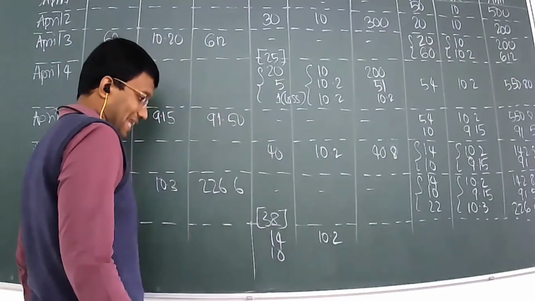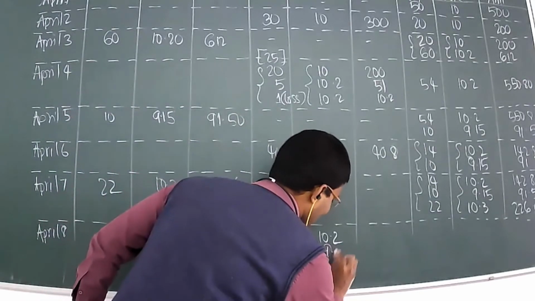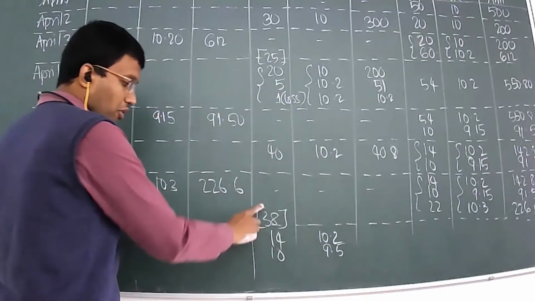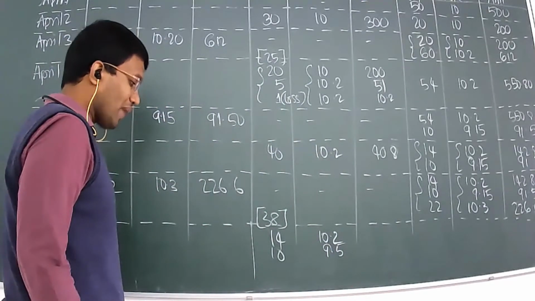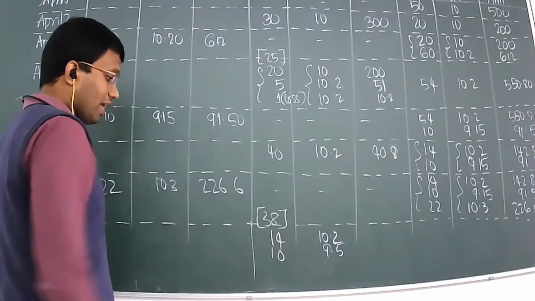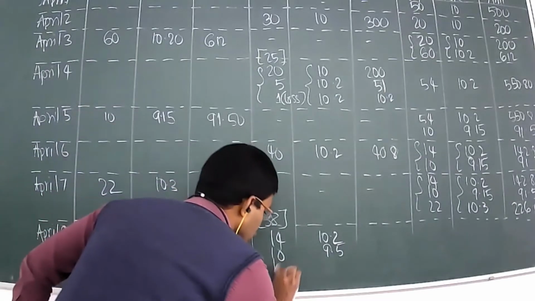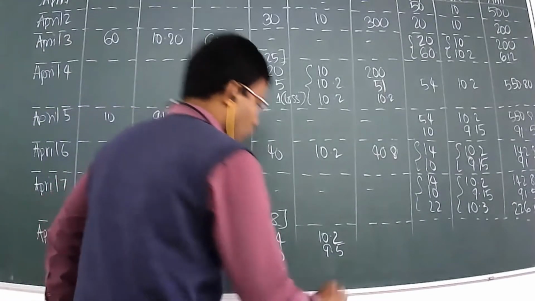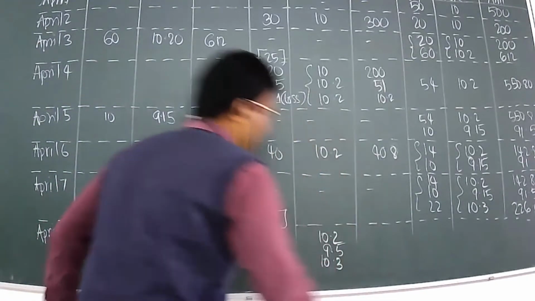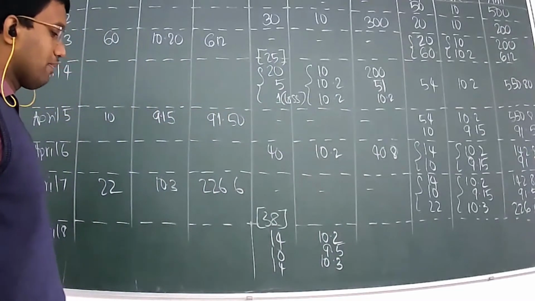So the remaining 10 you will fulfill at 9.15. So now out of 38 you have fulfilled a total of 24. Now you have to fulfill another 14 more. So the remaining 14 you will fulfill at 10.3.